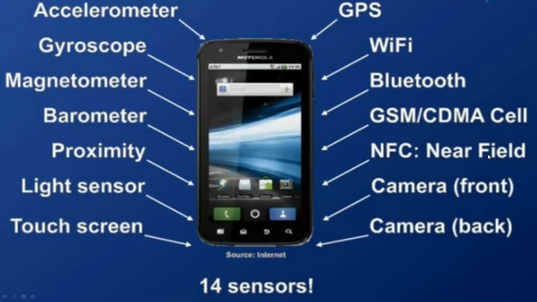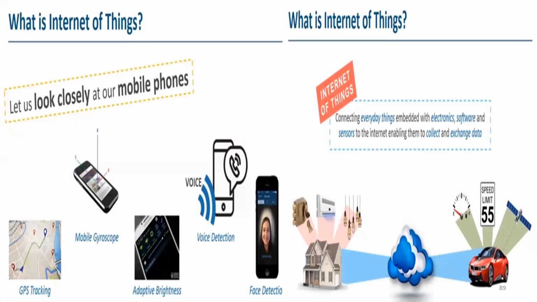The second source of data is called which one? Machine. Using which one? IoT and sensors. IoT, not IT. IoT, Internet of Things.